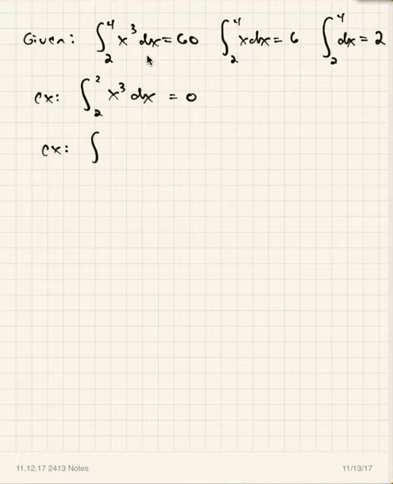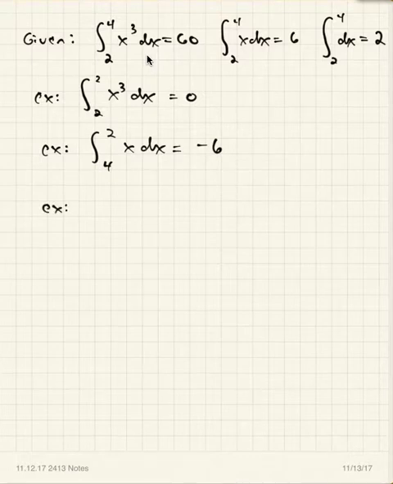All right, what about the integral from 4 to 2 of x dx? Well, it should be the opposite of the integral from 2 to 4 of x dx, right? Because remember, when you flip the limits of integration, you change the sign of the integral. So this should be equal to -6, based on that middle integral at the top.